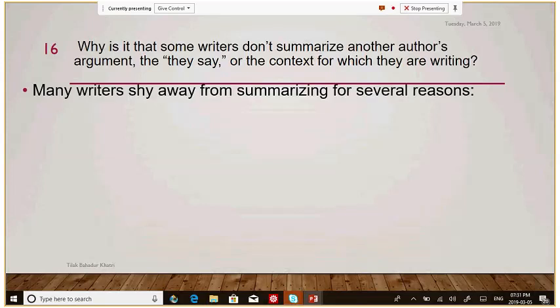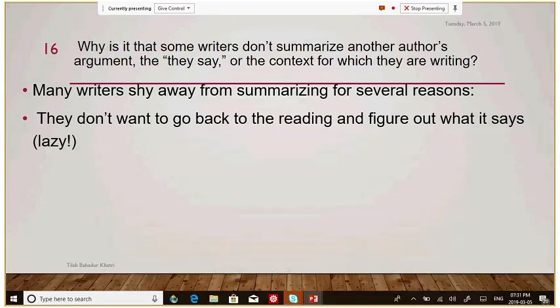Yes, sir. Many writers stay away from summarizing for several reasons. They feel uneasy. They don't want to go back to the reading and figure out what it says, as they are lazy. If we are lazy, we don't want to go back to the reading and figure out what it says.